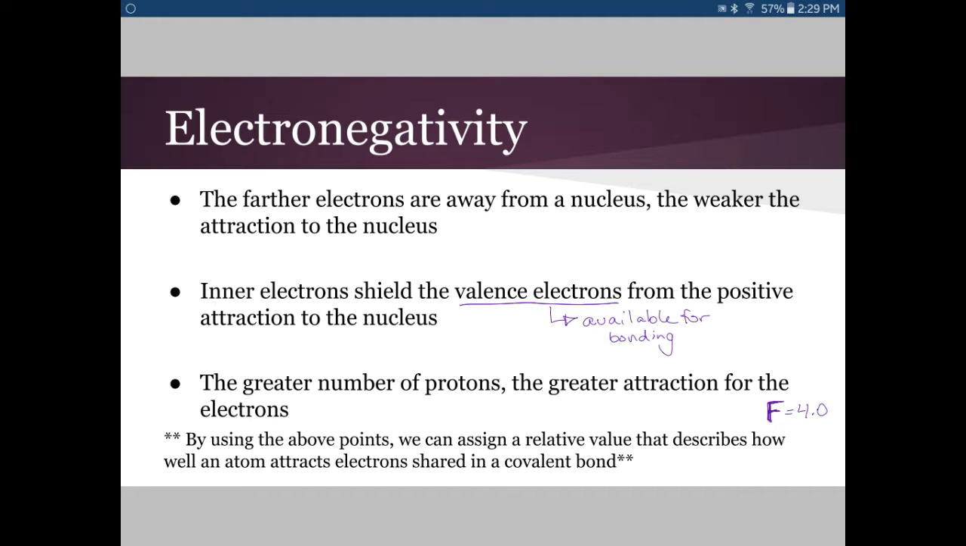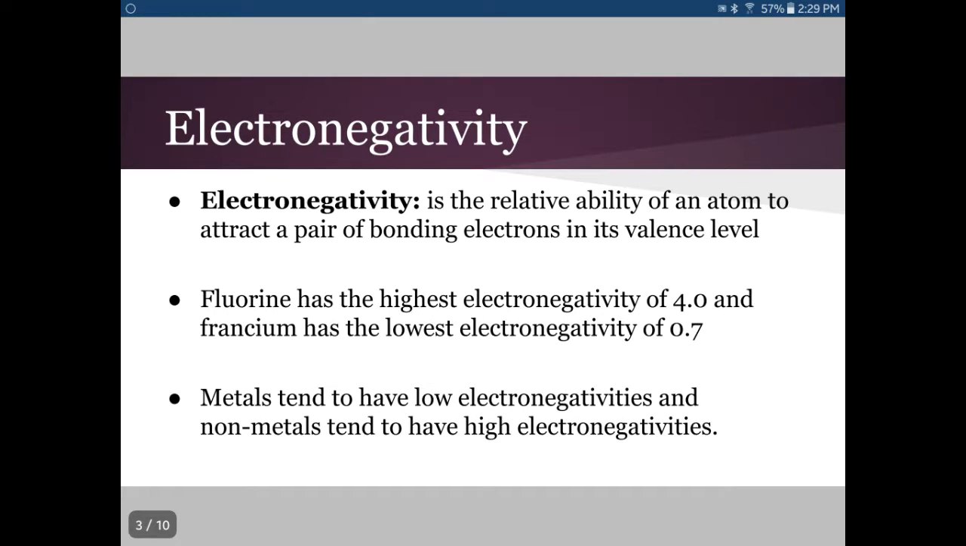Now, by using all three of these points, we can assign a relative value. The important point is that it is a relative value that describes how well an atom attracts electrons. So, electronegativity is the relative ability of an atom to attract bonding electrons in its valence level. Fluorine has the highest electronegativity of 4, and francium has the lowest of 0.7, which we've seen in a previous lesson. Metals tend to have low electronegativities, and nonmetals tend to have high electronegativities, which is again partly due to the number of protons and the pull of the electrons from that nucleus.